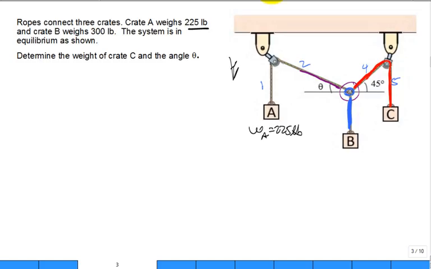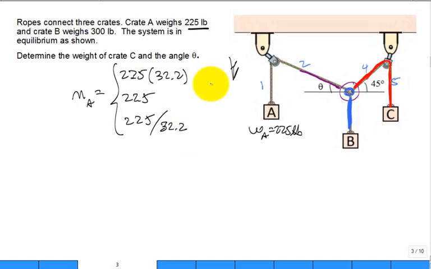Let's go ahead and do it. The mass of crate A will be either 225 times 32.2, or 225 divided by 32.2. All of these are the magnitude, and each has the unit pound mass, not pound force.